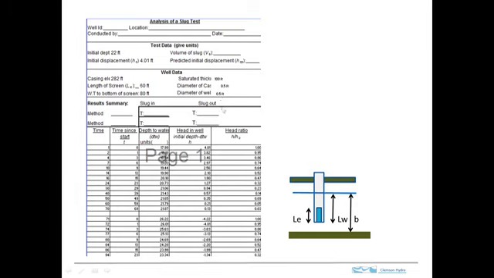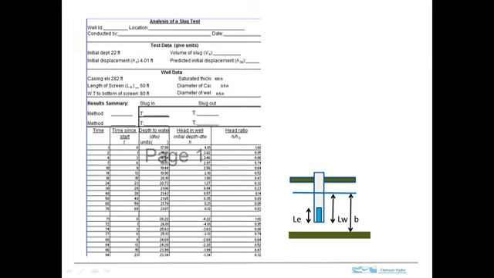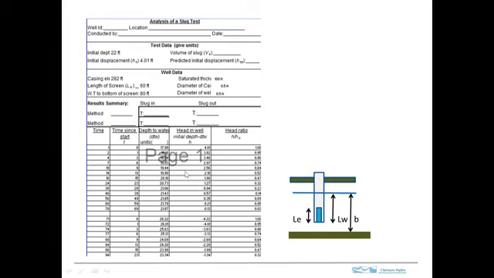The results will be summarized here, and then the data that is recorded in the field and then analyzed is here on these columns. What I recommend doing is recording the data as it's read off in the field, and the elapsed time since the slug is put in is in this column, and the depth to water is written here as it occurs in the field.